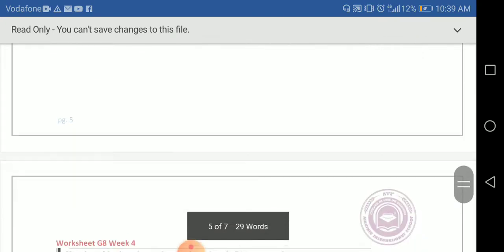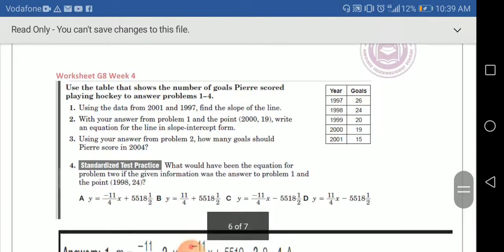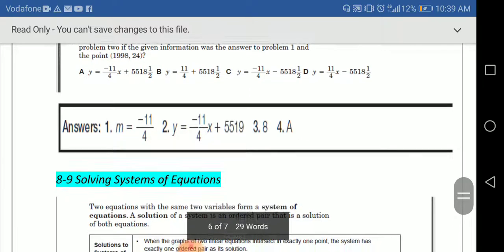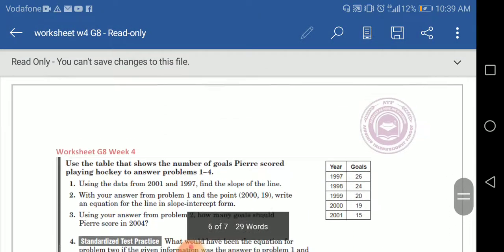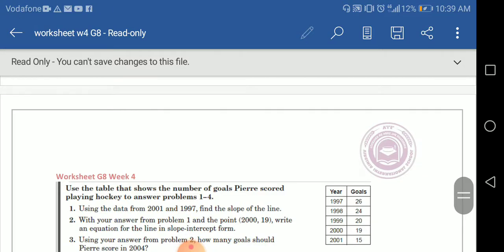Okay, guys, you've got here some examples to practice. I need you to do this as homework. And if you have any problem, please let me know. And you've got the final answers here to check your answers.